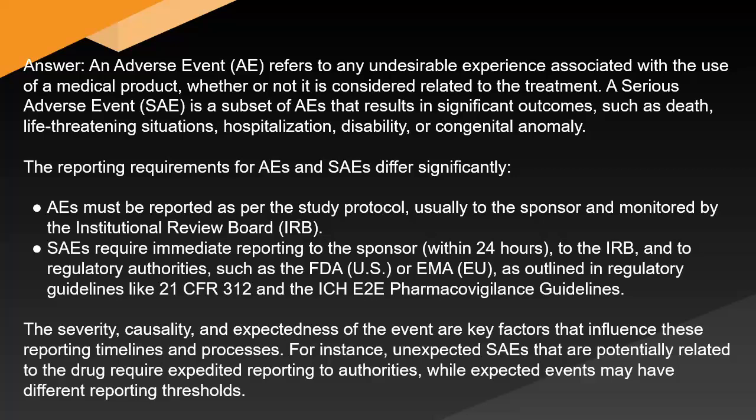The reporting requirements for AEs and SAEs differ significantly. AEs must be reported as per the study protocol, usually to the sponsor and monitored by the Institutional Review Board. SAEs require immediate reporting to the sponsor within 24 hours, to the IRB, and to regulatory authorities such as the FDA in the US. This is outlined in regulatory guidelines like 21 CFR 312 and the ICH E2 pharmacovigilance guidelines. The severity, causality, and expectedness of the event are key factors that influence these reporting timelines and processes.